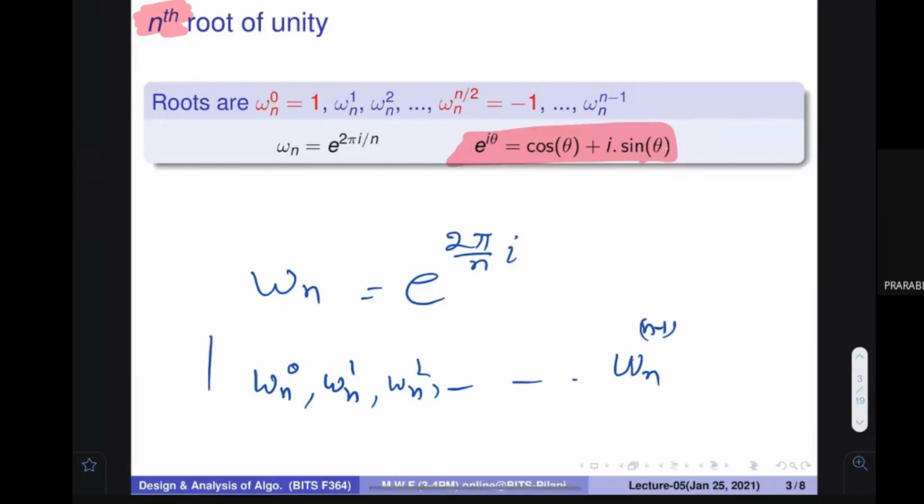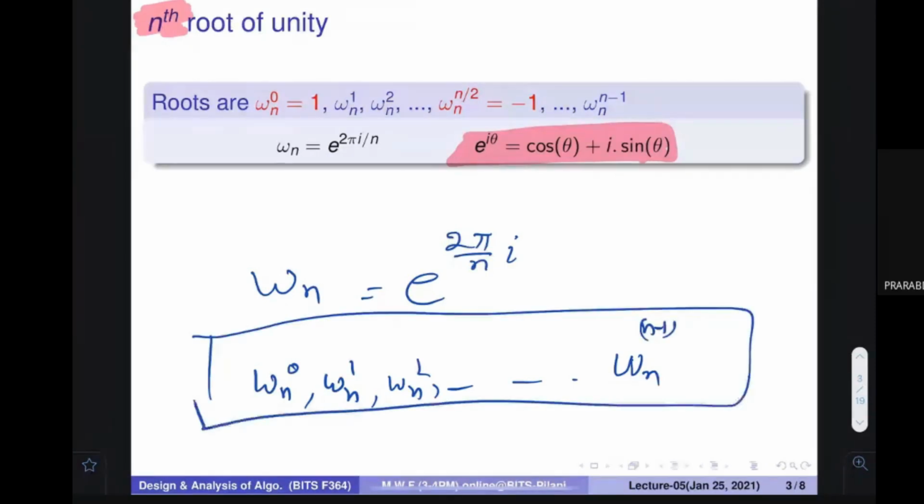Any question on that? Yes, no? Mathematically, does everybody know this? Say yes or no. So I'm just giving the recap.